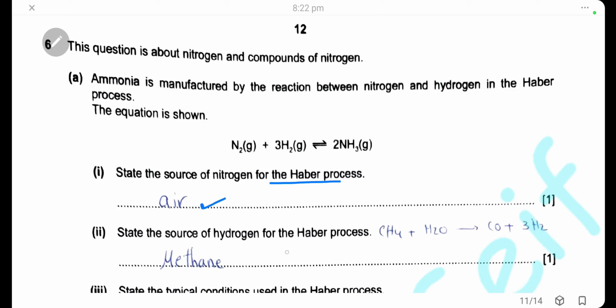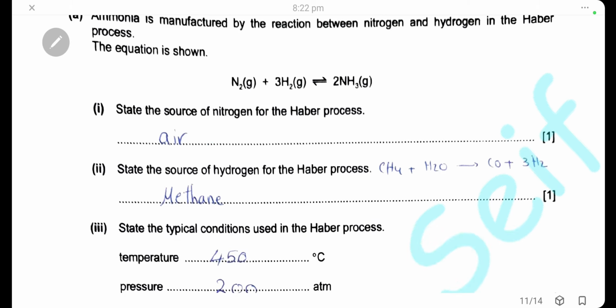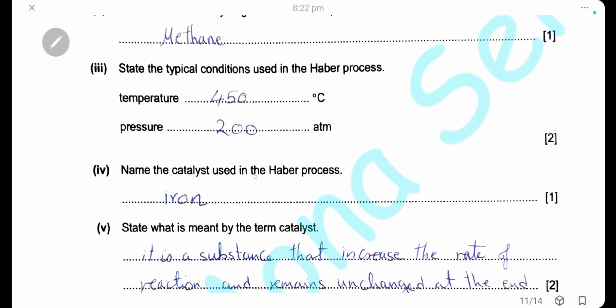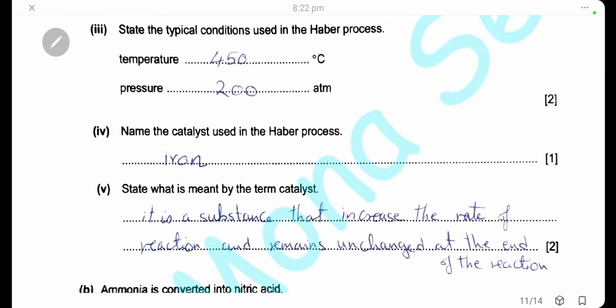The source of hydrogen in the Haber process. Hydrogen is obtained by reaction of methane with steam. So the source is methane. State the typical condition used in the Haber process. Temperature 450 degrees Celsius and the pressure 200 atmospheric pressure. The catalyst used is iron.